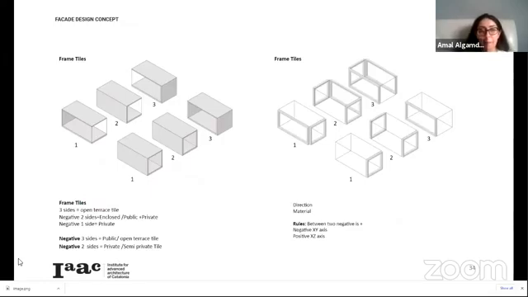We started creating frame tiles, which are the negative, and the solid walls, which are the positive. And we started creating the rules. Between two negatives, which are the frames, we have one solid, which is positive. The negative can go in the XY axis, and the positive can go in the X and Z axis.